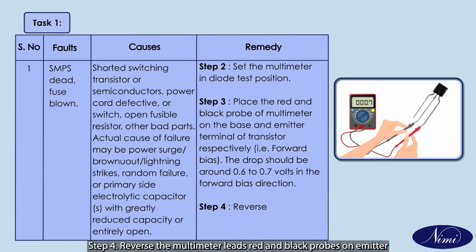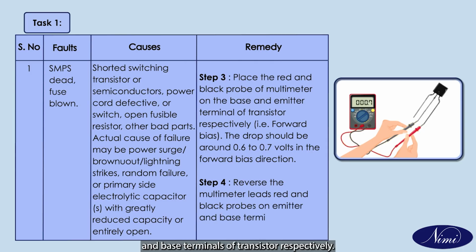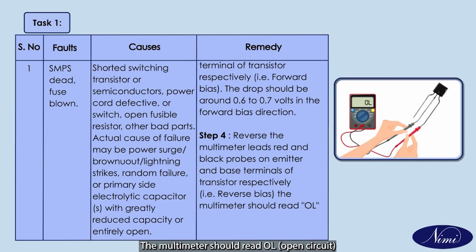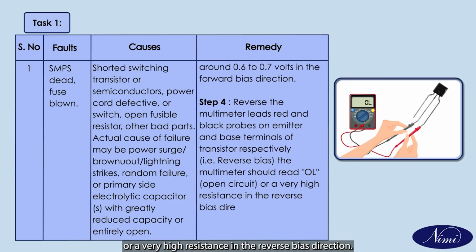Step 4. Reverse the multimeter leads, red and black probes on emitter and base terminals of the transistor respectively, that is, reverse bias. The multimeter should read OL, open circuit, or a very high resistance in the reverse bias direction.